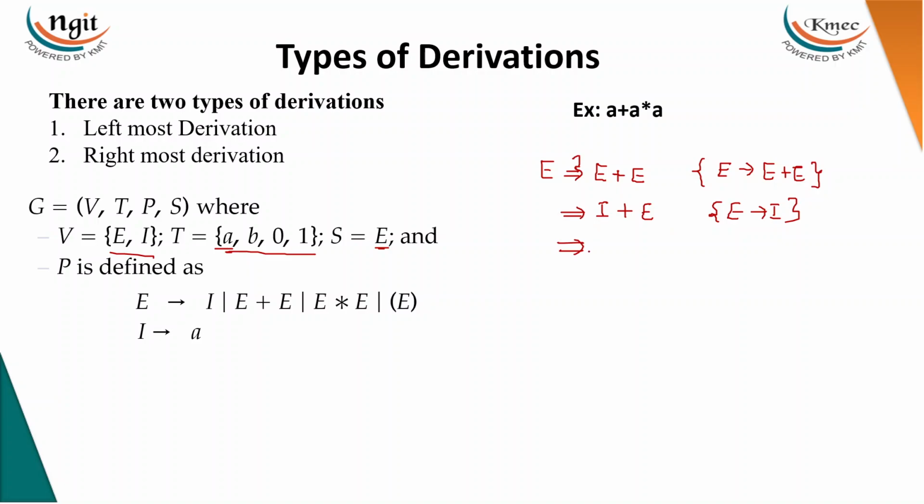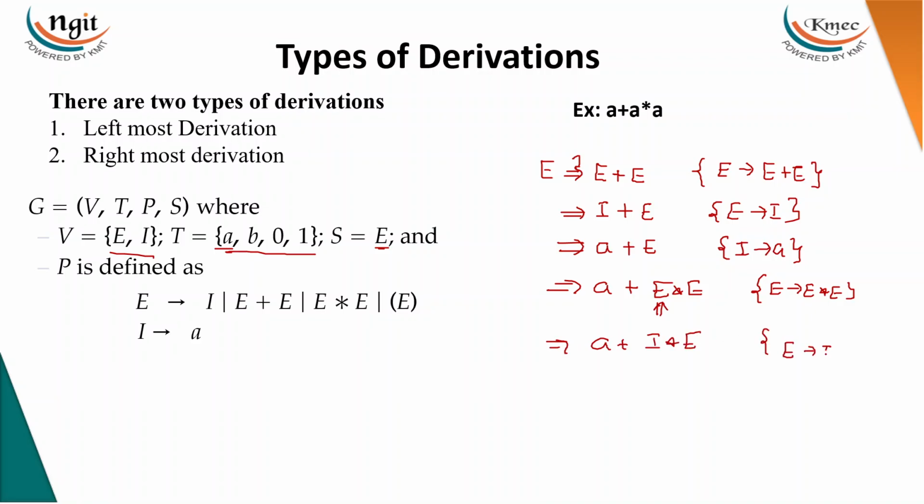Then let me go with this. The leftmost non-terminal is I. Then you can go with I tends to A, plus E. So I got I tends to A. So now we are having only one non-terminal. Then you can go with this. That is the leftmost. I can go with E star E. Then we have substituted E tends to E star E. And here this is the leftmost non-terminal. Then you can go with A plus I star E. So what is the production we have used here? E tends to I. Same way A plus A star E. Then we got I tends to A. Same way you can substitute A plus A star I and A plus A star A.